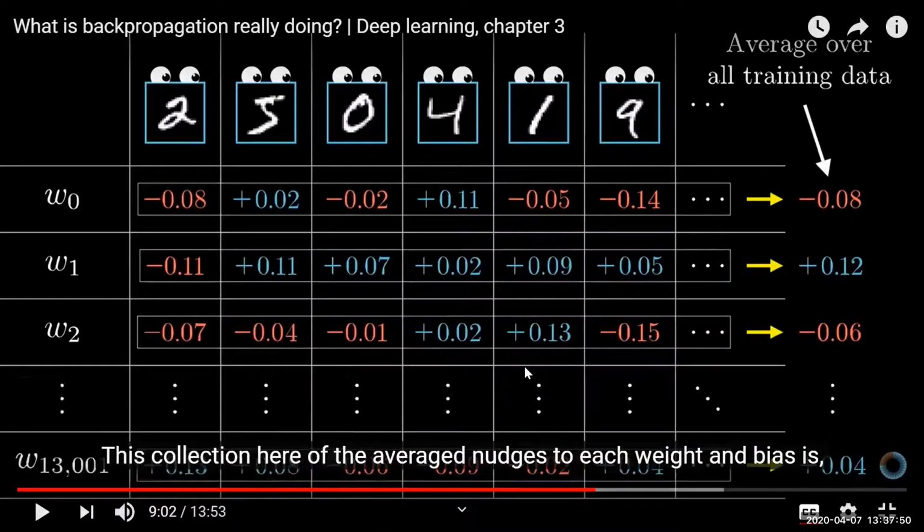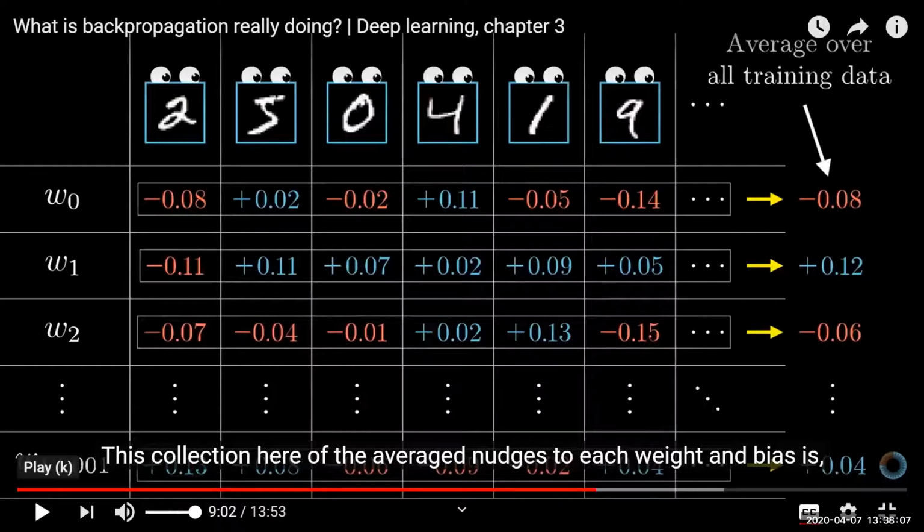This average over a bunch of training examples is usually called a batch. The terminology later on we'll use is batch. You do this training one batch at a time.